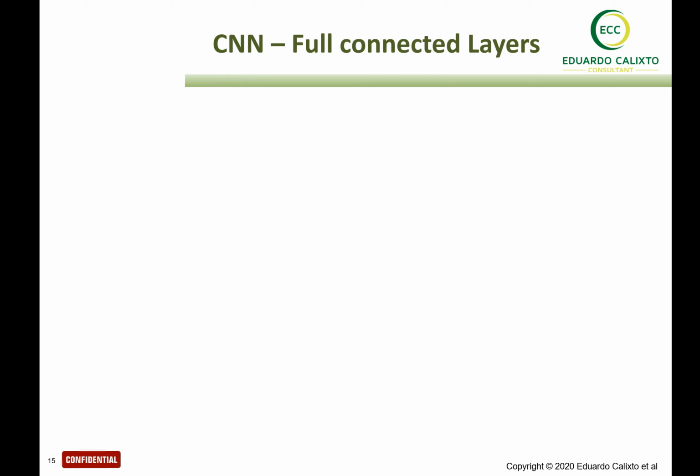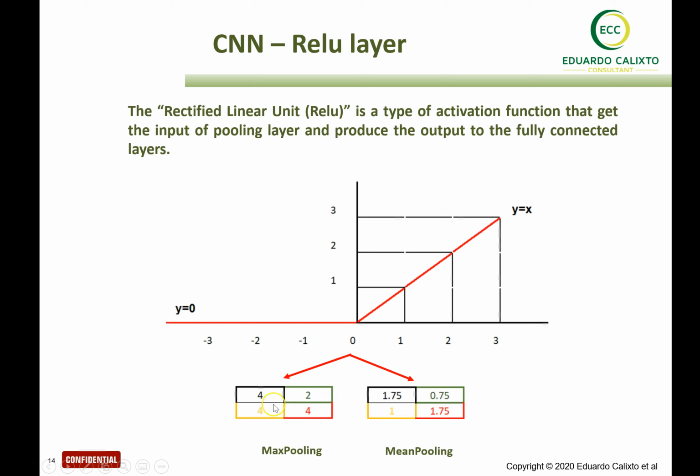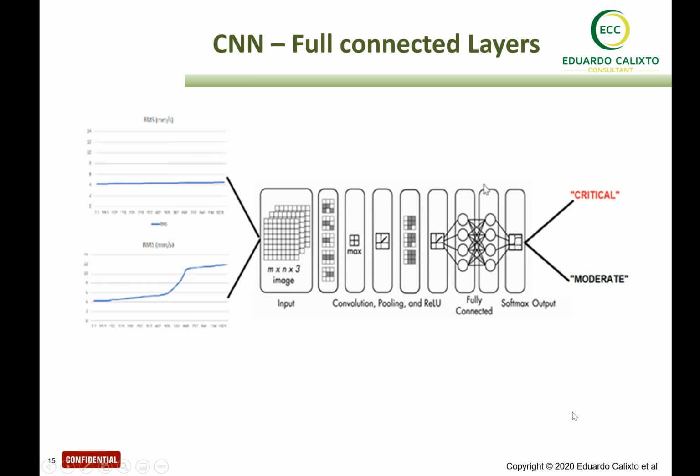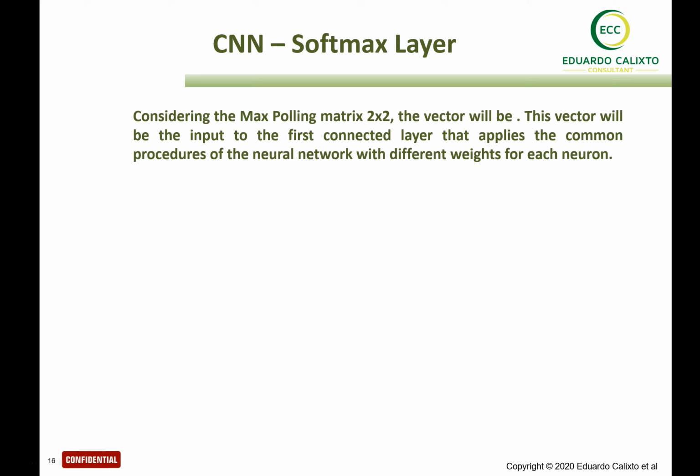And now I have the fully connected layer. I come back, and after the ReLU, these output values that I have in here form a vector that goes through my neural network. Then I have the common process of a neural network with the weights in here, and in the end, depending on the output, I will get 2 outputs or 1 output vector. And then the next step is the last step.